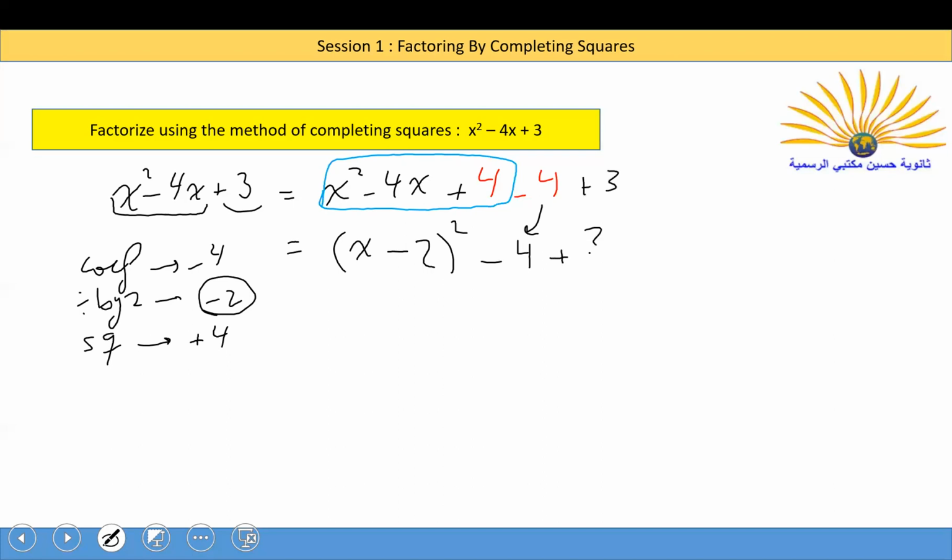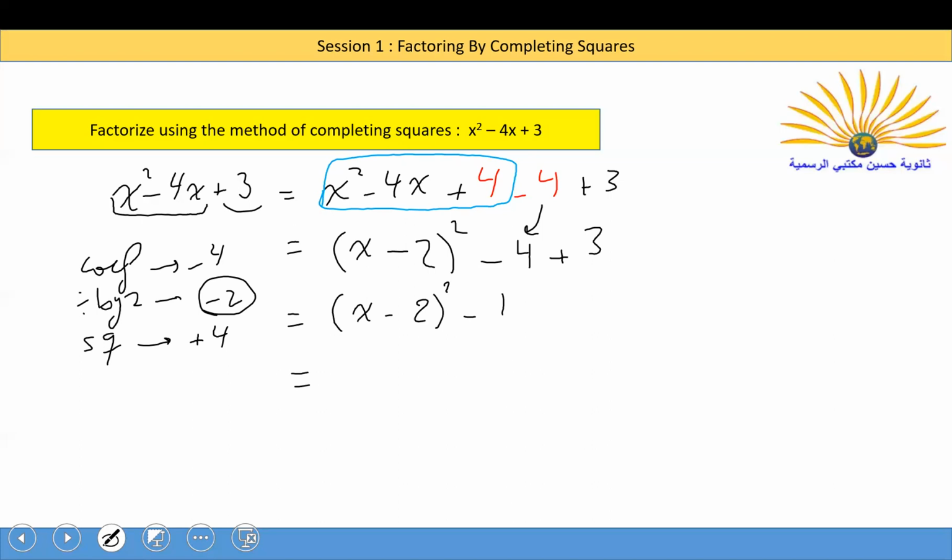Now look what we get. (x minus 2) squared minus 4 plus 3. How much is minus 4 plus 3? Do we use the calculator? If we subtract them, they have distinct signs. We subtract them, you get 1, and we take the sign of the greater. So the answer is minus 1. Now, here we get (x minus 2) squared minus 1.